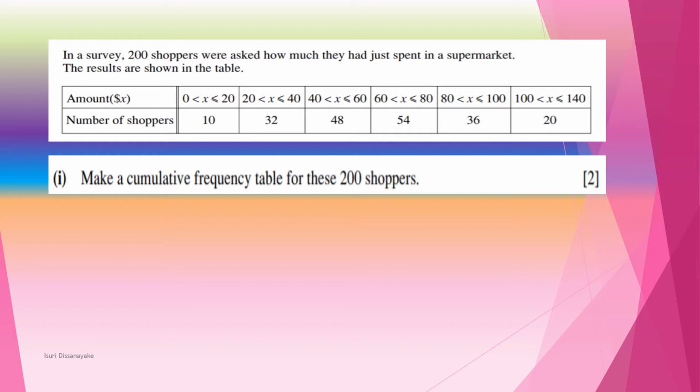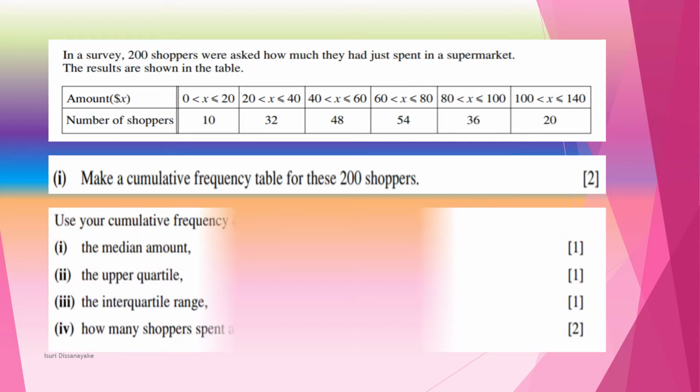First question is to make a cumulative frequency table for these 200 shoppers and then to draw a diagram to find the median amount, upper quartile, interquartile range and how many shoppers spent at least $75.